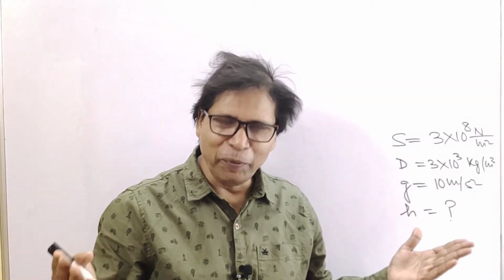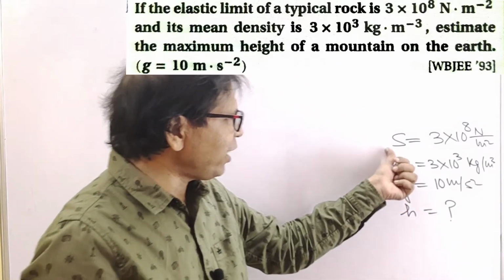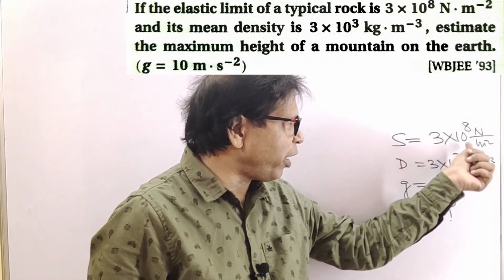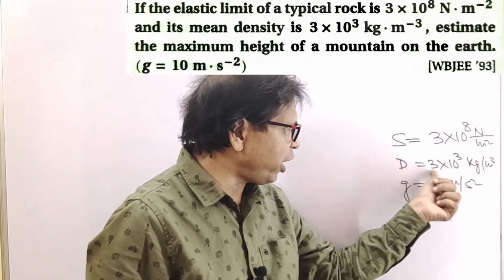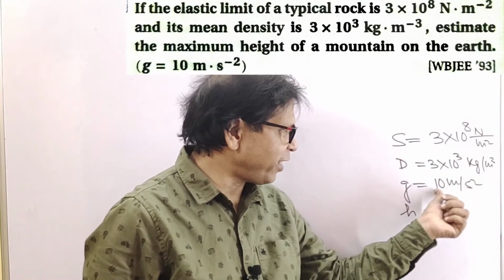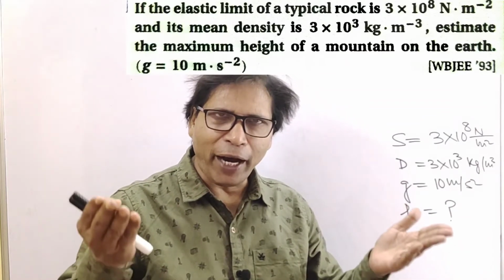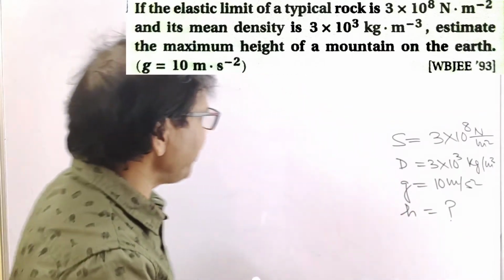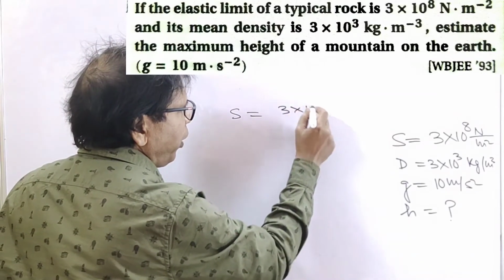Okay. Now a numerical based on elastic limit. The elastic limit of a typical rock is 3 into 10 to the power 8 Newton per meter square. Density of the rock is 3 into 10 to the power 3 kg per meter cube. g is taken as 10 meter per second square. We have to calculate the maximum height of a mountain on the earth's surface. So look at this. Here stress is equal to 3 into 10 to the power 8.